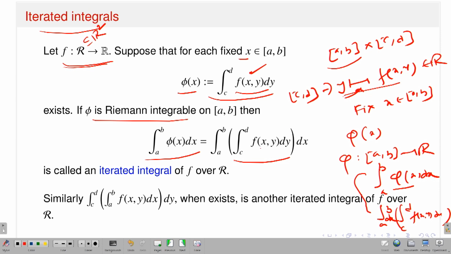So here actually what? Keeping x fixed, I am integrating with respect to y, it will give you a function of x, and then I am integrating with respect to x. If these things happen, then I will say that this is the iterated integral of f over the region R.